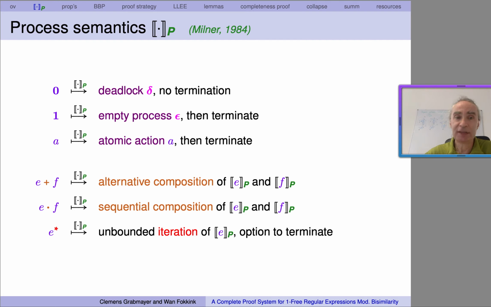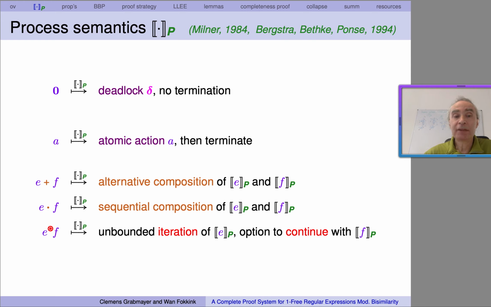He interpreted 0 as deadlock, 1 as the empty process, letters as atomic actions that terminate afterwards. He interpreted plus as alternative composition of processes. He interpreted product as sequential composition, and he interpreted star as unbounded iteration with the option to terminate before and after each iteration. Then Bergstra, Bethke and Ponce interpreted binary Kleene star as unbounded iteration of the left part, with the possibility to leave the iteration before and after each step and continue with the process interpretation of the right sub-expression.